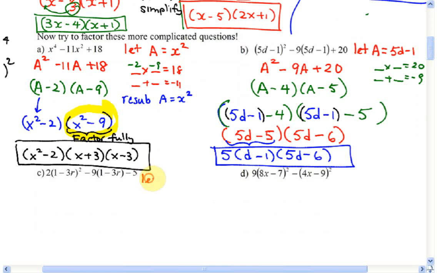I'll give you a hint for C. What do you want to let equal to A? How about 1 minus 3r? Okay? Go ahead. Try this. Have some fun.